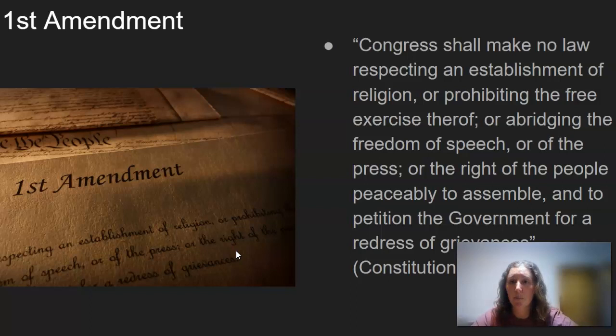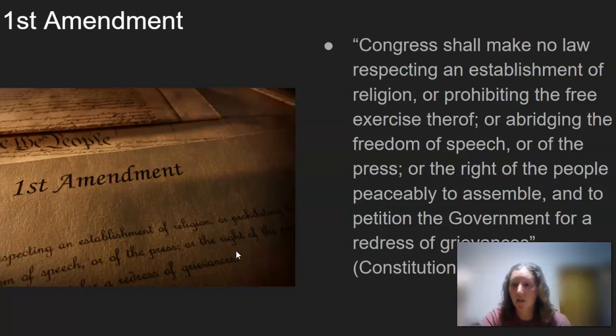So, long story short, basically this says you will not persecute based on religion. You will not allow or disallow someone from what they say, their freedoms of speech. You cannot stop people from grouping together, assembling together, meaning like protesting. And people are allowed to petition their government for any issues that they are having.